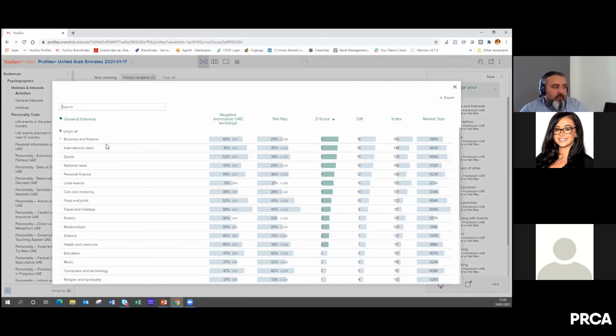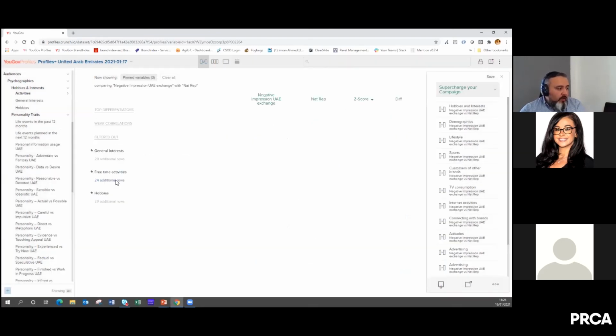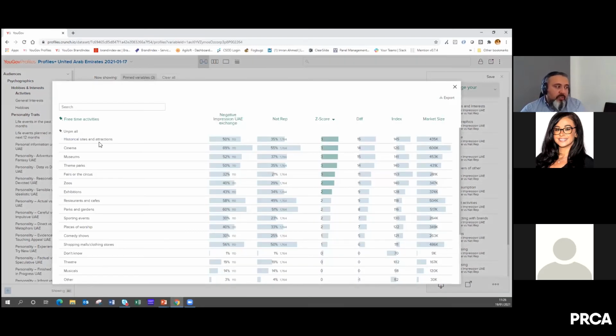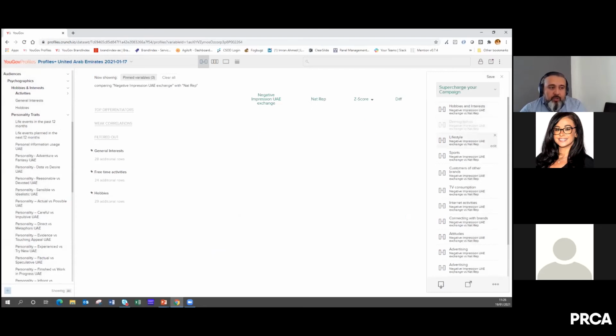So general interests, they've got interest in businesses and finance. They're significantly different here, as you can see, international news, sports, and so on. And you can explore all the other ones as well. So they're interested in historical sites, cinemas, museums, more so than the general population. And you can obviously go through and do that for all of these.